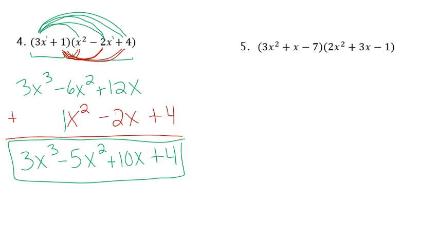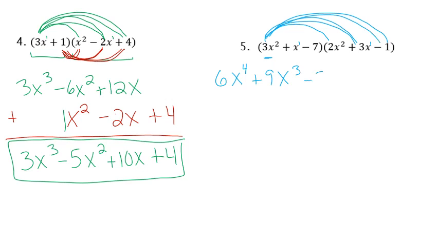Same idea with question number 5. So I'm going to start with this first trinomial. I'm going to distribute to everything in the second parenthesis, remembering to add the exponents if I'm multiplying. So 3 times 2 is 6, so 6x to the fourth. 3x squared times 3x is 9x to the third. And then 3x squared times negative 1 is negative 3x squared.